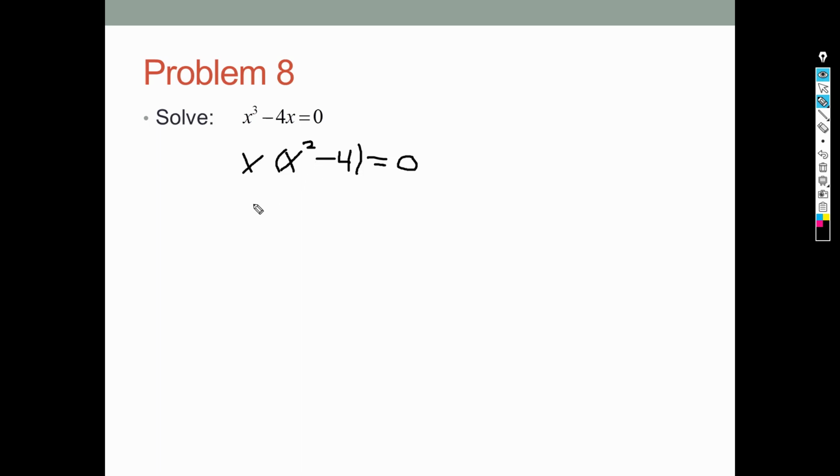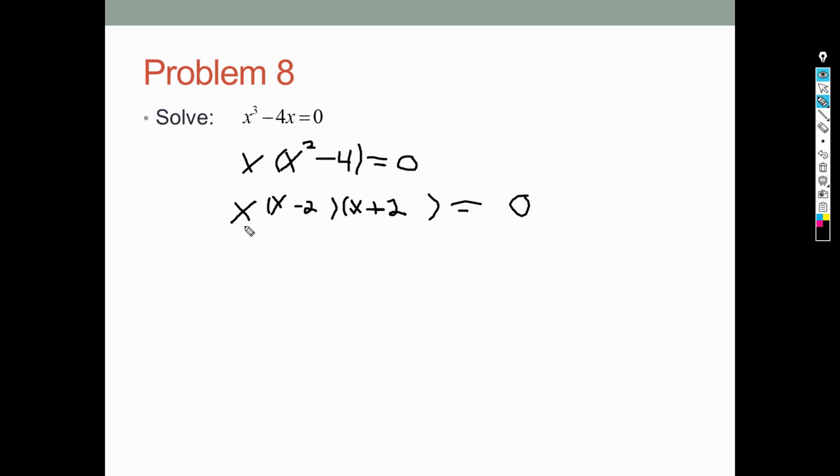Notice x squared minus 4 can still be factored. Difference of squares: if you have a difference of squares, it's always the difference and the sum of the square roots of those terms. So the square root of x squared is x, the square root of 4 is 2, so make this x minus 2 and x plus 2 equal to 0.